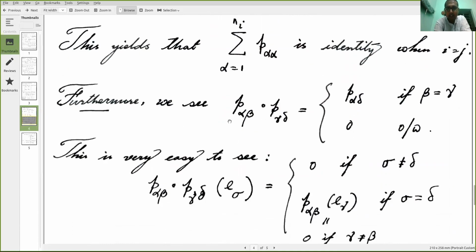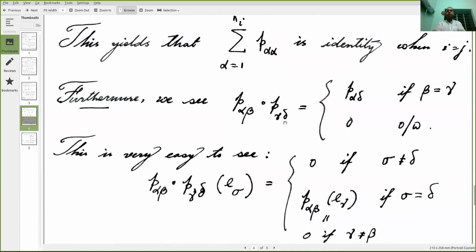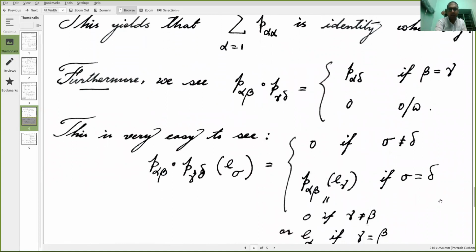Next we will see what happens when we compose these two maps, P alpha beta and P gamma delta. We claim that this is going to be the following. Why? That's also very easy to see. How to see that?